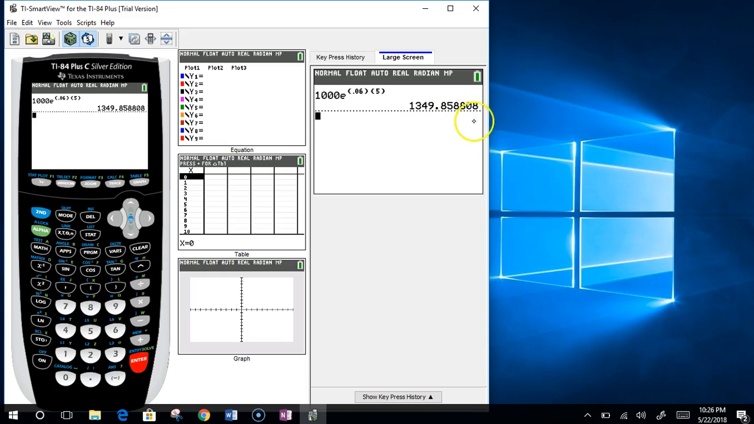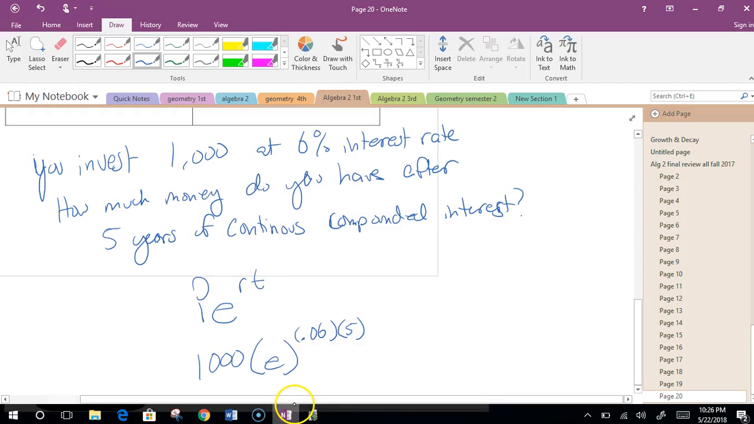So that's going to give us, if we invest $1,000 and they compound the interest continuously, meaning they're going to give you money on top of money, 5 years from then, if you don't touch that $1,000, you're going to have a total of $1,349.86. Okay, so that's the formula you're going to be using most likely for your story problem.